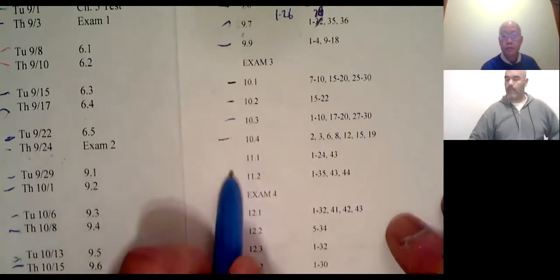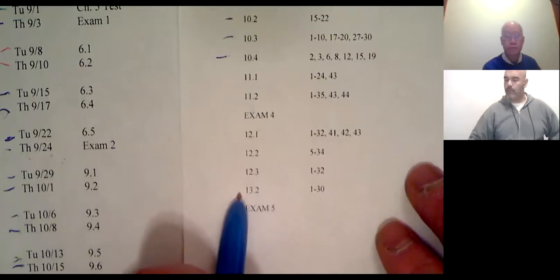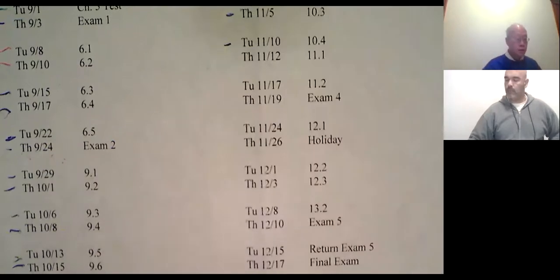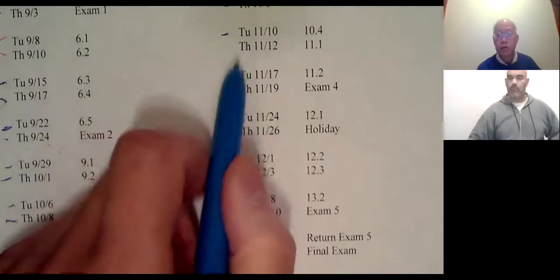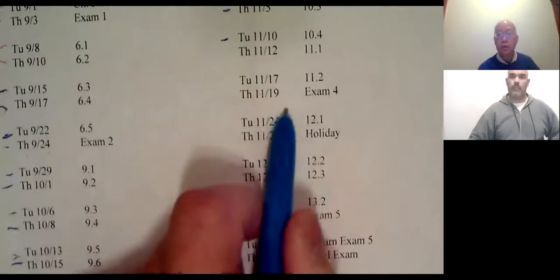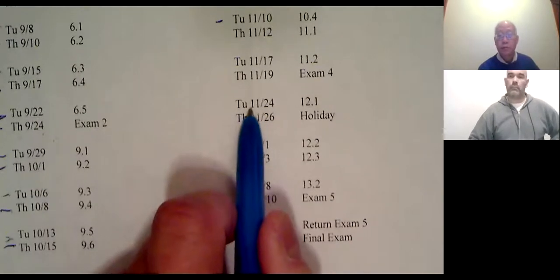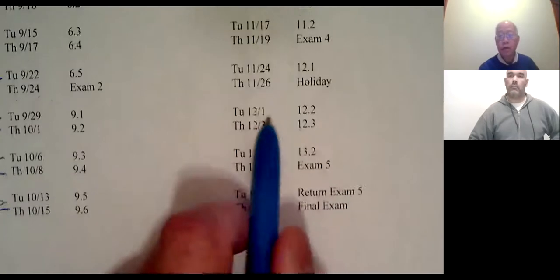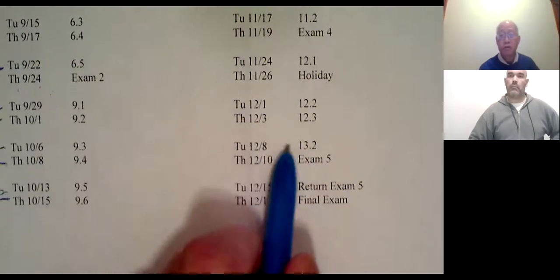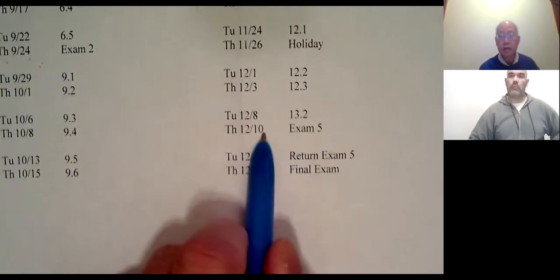And then after that, we have one last test and then the final exam, and then that's it. So we're getting near the end. We only have about a month left. So we do the usual one section a day. So next Thursday, exam 4. Then Tuesday, the 24th, 12.1. We have a holiday for Thanksgiving Day. Then 12.2, 12.3, 13.2. Last regular exam is on December the 10th.